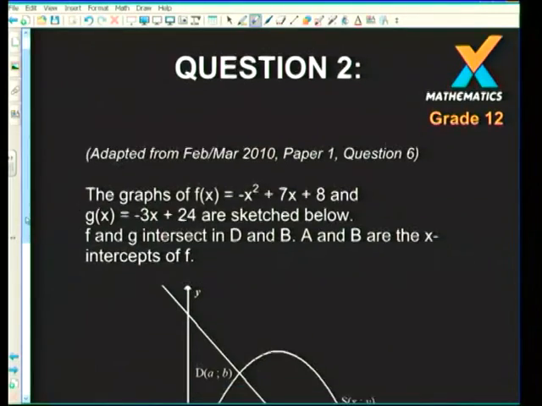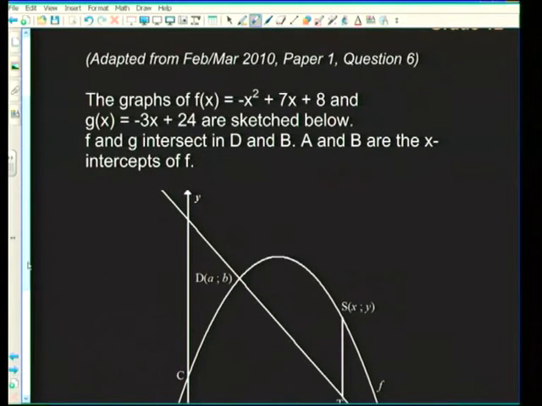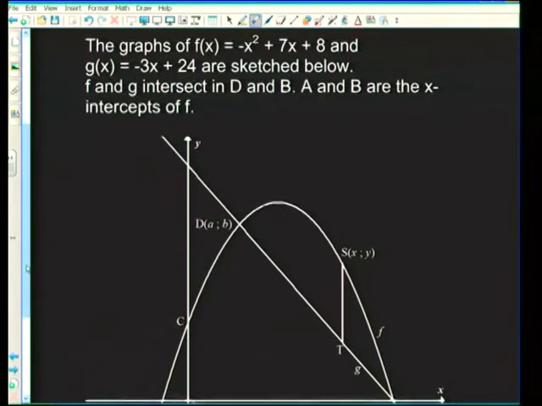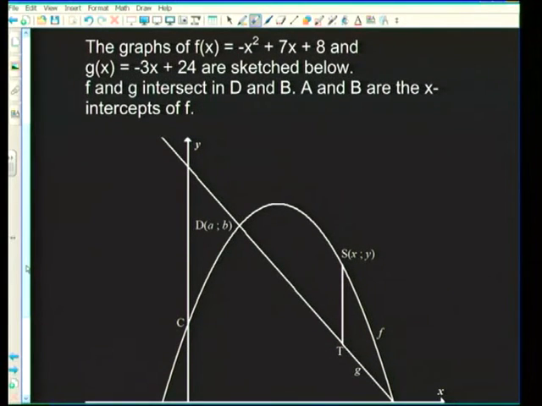Welcome back. Let's look at the next question. That's question number 2, and it's adapted from the February-March 2010 paper 1. It was question 6. Basically what this question does is it gives you 2 equations. It says the graph of f of x is minus x squared plus 7x plus 8, and g of x, which is minus 3x plus 24, are sketched below. So let's have a quick look at that. We're looking at the parabola, which has equation y equals minus x squared plus 7x plus 8.